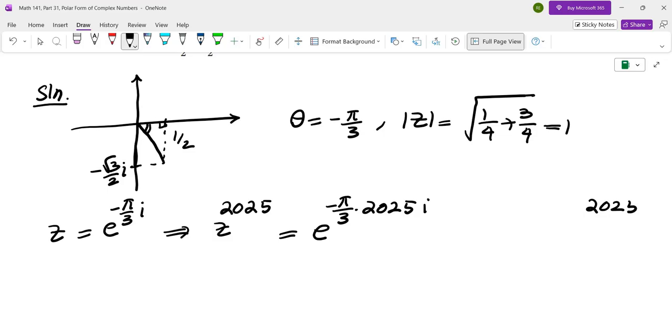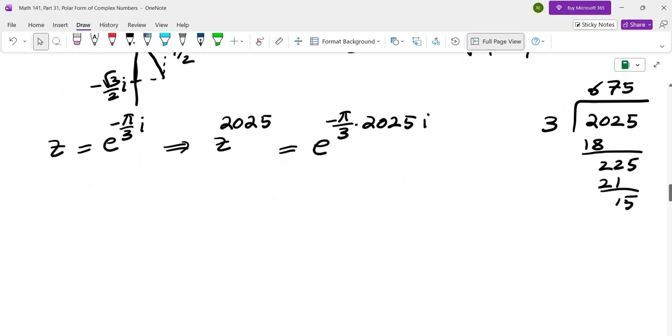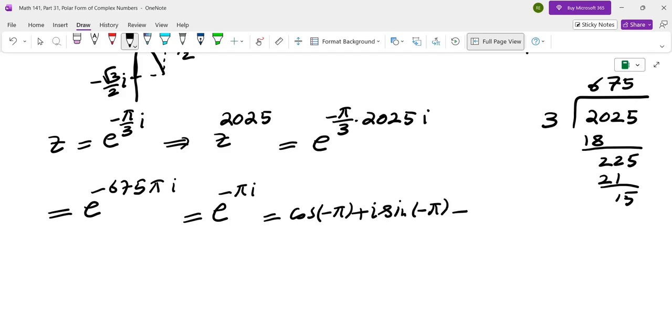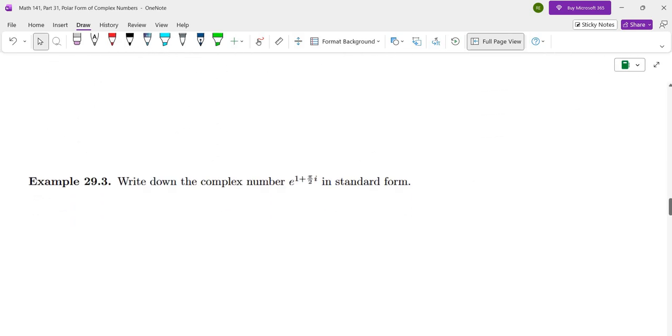Now let's divide 2025 by 3. We get 6, 18, 2025. So 7, 21, 15, and 5. So this gives us e to the power of negative 675 pi i, which is, I can change the angle by multiples of 2 pi. So this is the same as negative pi i, which is cosine of negative pi plus i sine of negative pi. Sine of negative pi is 0. Cosine of negative pi is in fact negative 1. So the answer to this one is in fact negative 1.